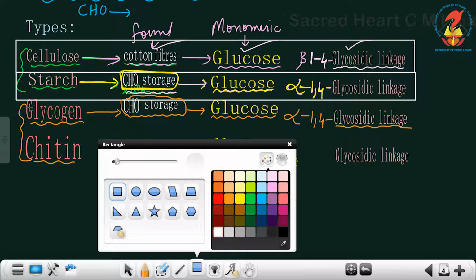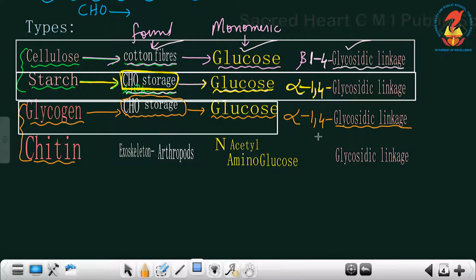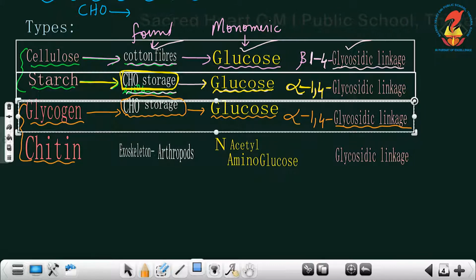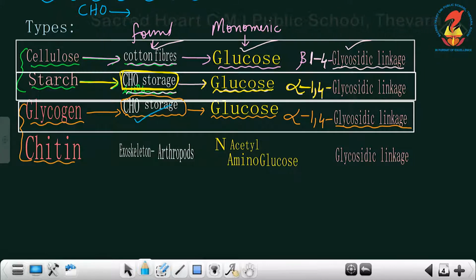So that is about glycogen. Once again, I am highlighting glycogen, taking into account the parameters. Glycogen is found in the liver. Excess glucose is stored in the form of glycogen in the liver. The monomeric units are glucose, and the different glucose molecules are connected by alpha-1,4 glycosidic linkage.